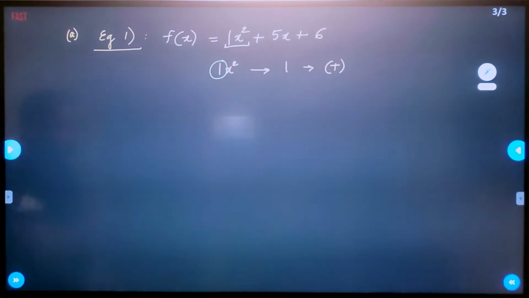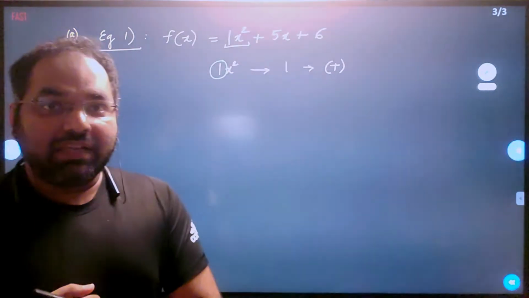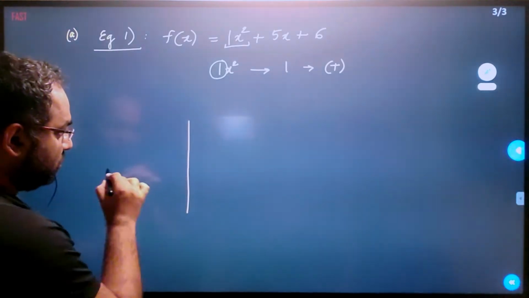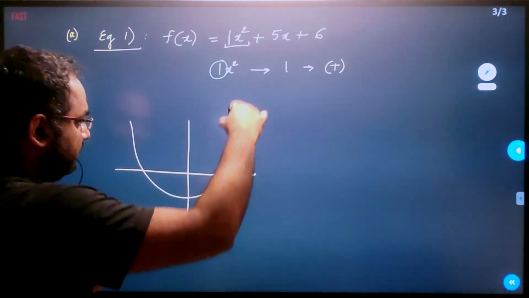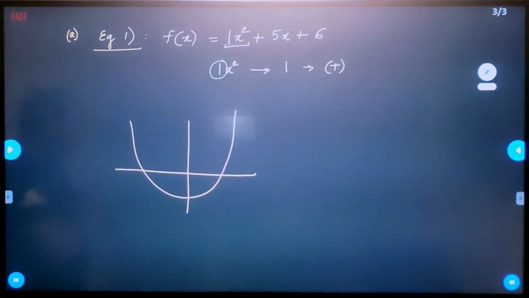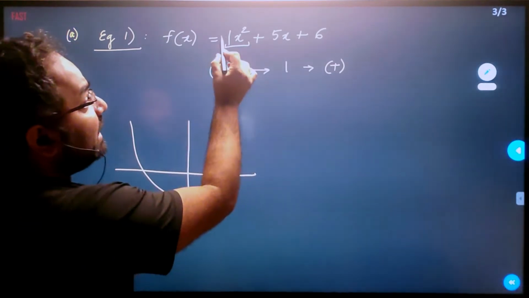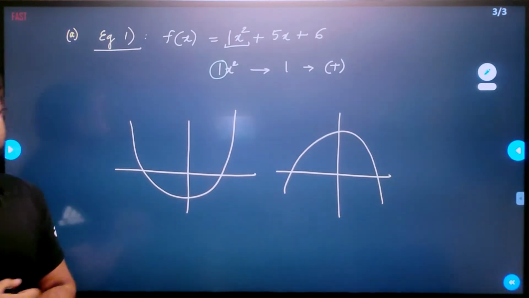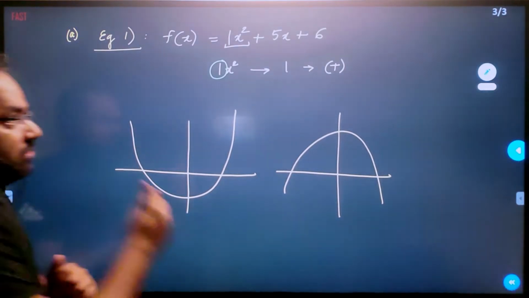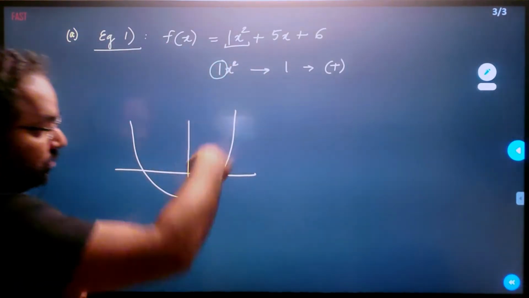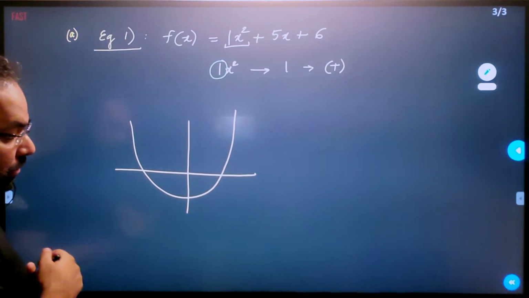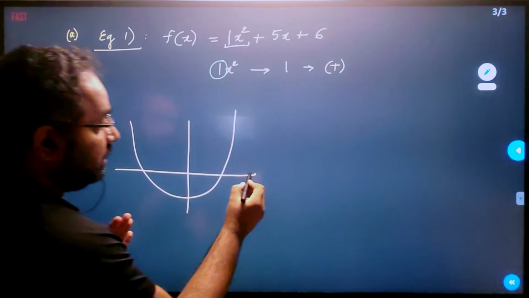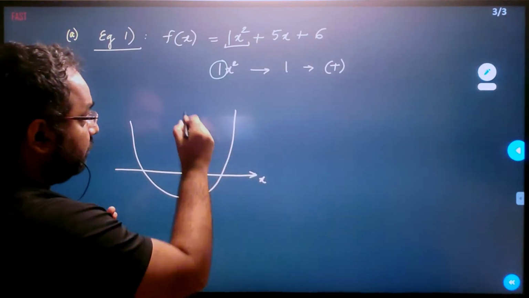If it is positive, it means that the graph is upward opening, which means the graph is going to look like this. It is going to be upward opening. Okay. In case I had a minus sign here, then it would have been a downward opening graph like this. Okay. Now, since it is positive, it is going to be an upward opening graph. Okay. Now, let us try and figure out a little thing about this. I know this is x. I know this is f of x.